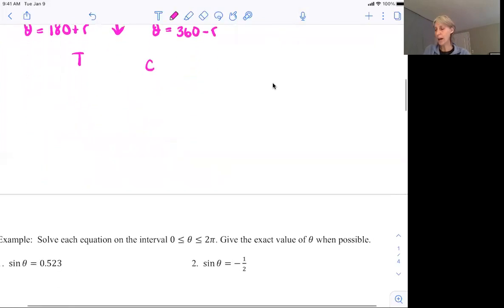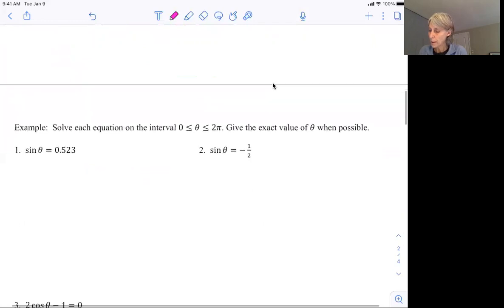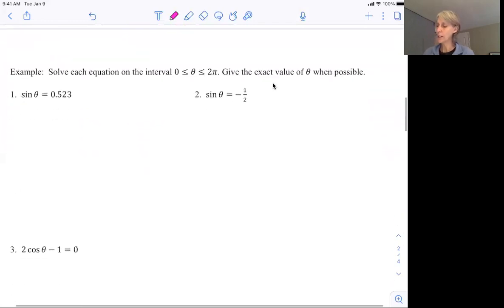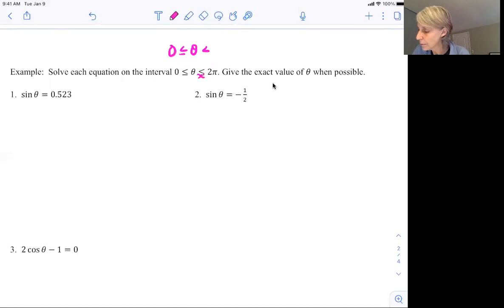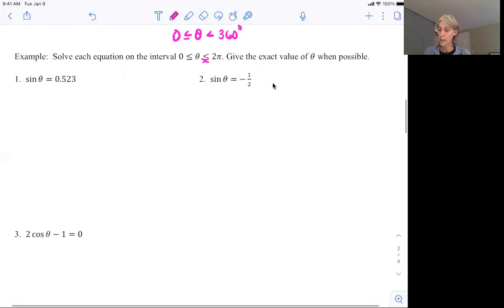So let's talk about how we can apply all of this. We want to solve each equation on the interval 0 to 2 pi. Technically speaking, our answer should be in radians, but I'm going to adjust this for today's lesson. We're going to leave our answers in terms of degrees today, and we want to give the exact value of theta when possible.